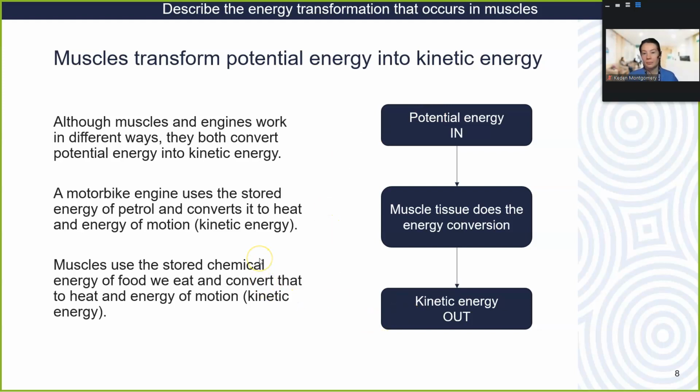For example, if I have a motorbike, potential energy would be the petrol, and the actual motion of the motorbike would be kinetic energy. So that is exactly how your muscles work. Potential energy is converted to kinetic energy. So you've got chemicals being converted into movement. That's what muscles do.